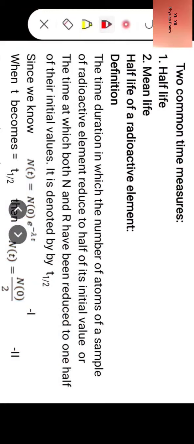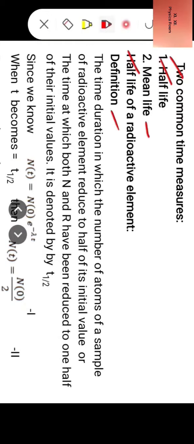Hello friends, continuing with the topic of radioactivity, today we come to another part of it, two common time measures. What are these two common time measures? First is half-life and second is mean life. First we take up half-life of a radioactive element.